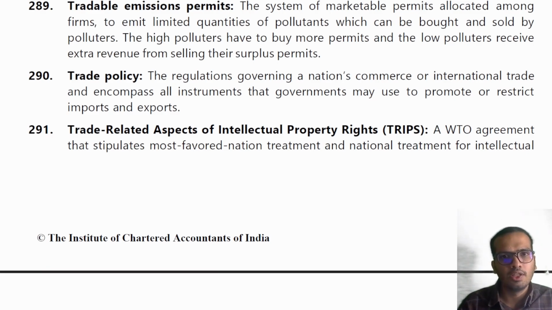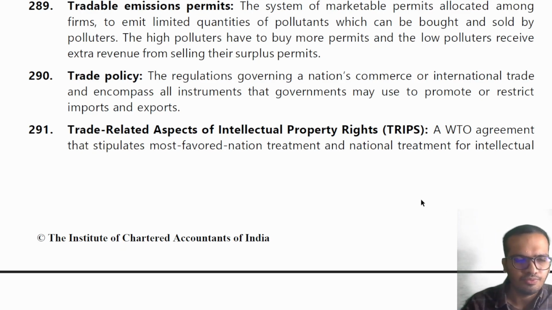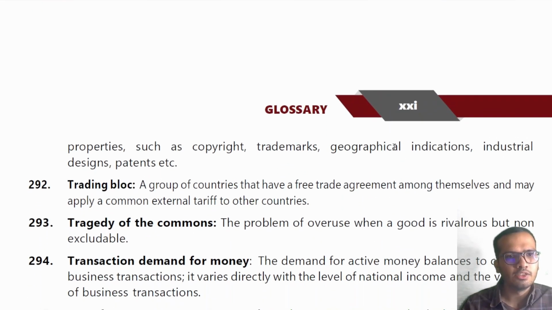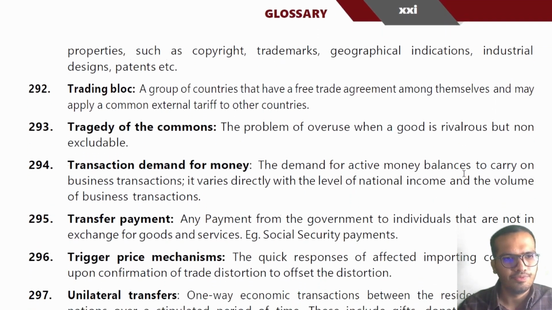So the regulations governing a nation's commerce or trade, encompassing all instruments that government may use to promote or restrict imports and exports. Then we have trade related aspects of intellectual property rights, that is IPR. In short, the whole is called TRIPS. So it's a WTO agreement that stipulates most favored nation treatment and national treatment for intellectual properties such as copyright, trademark, geographical indication, industrial design, patents, etc.